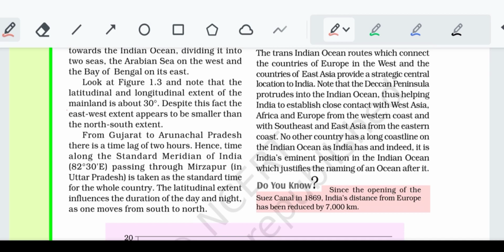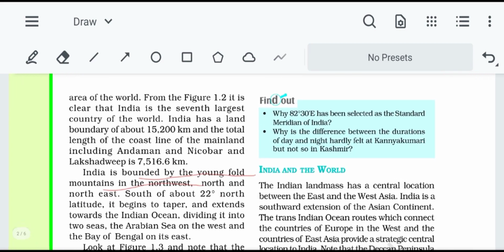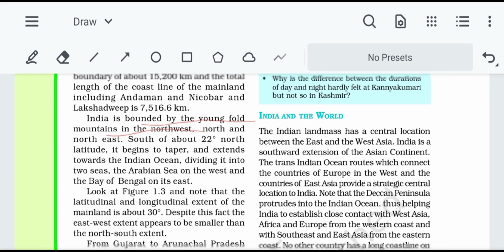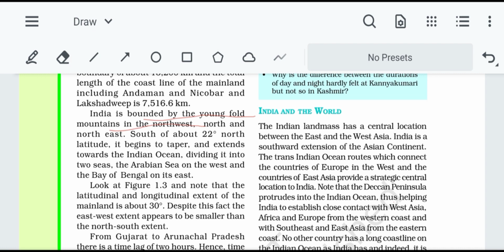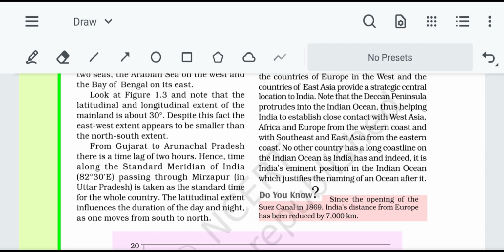So as we know, there are 29 longitudes that pass through India, and the difference between each longitude is almost 4 minutes. So when we multiply 29 by 4, we get 116 minutes. It is almost 2 hours. So we can say that the time difference from west to east India is almost 2 hours.